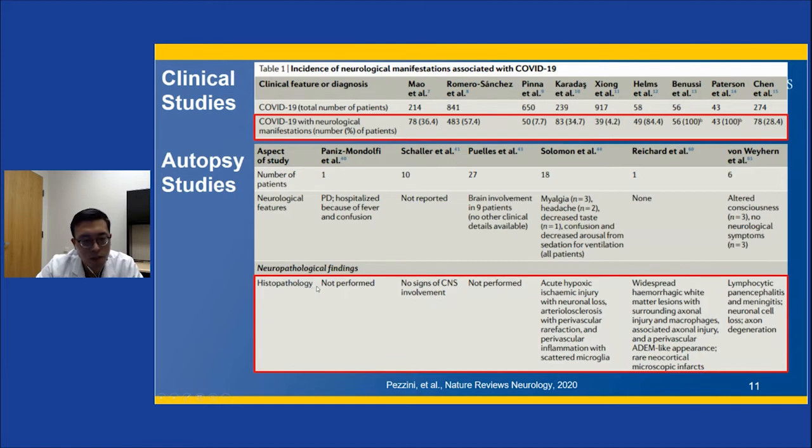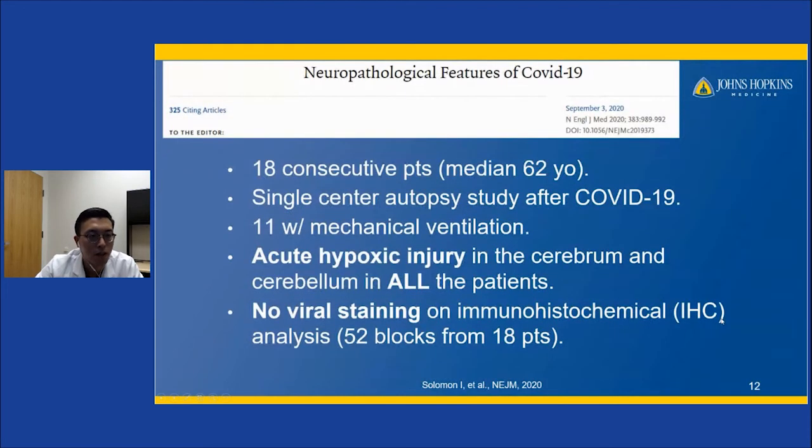Histopathology, this particular review had at the time reviewed a couple papers reporting histopathology, which is pretty non-specific: acute hypoxic ischemic injury, hemorrhagic, and lymphocytic paraencephalitis, meningitis. But after this study, there were a lot of studies coming out. We'll go over a couple of important, highly cited studies for neuropathological features of COVID-19.